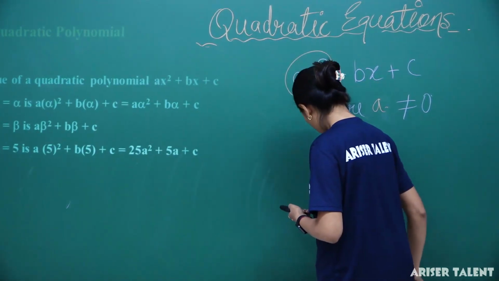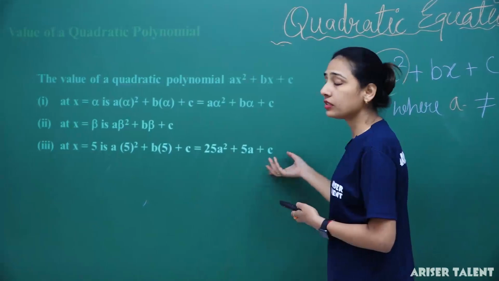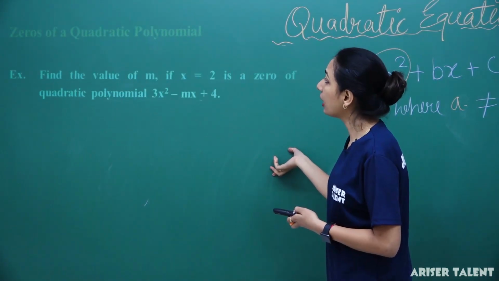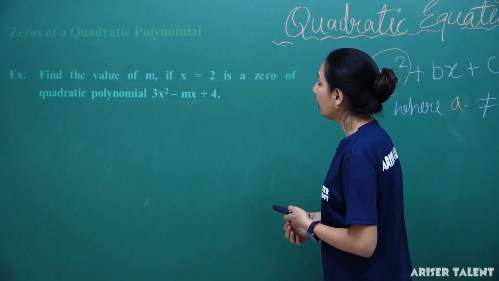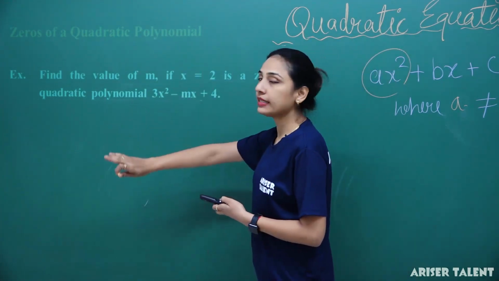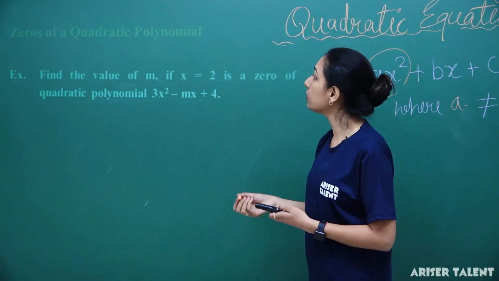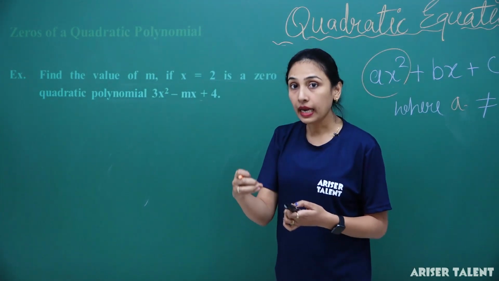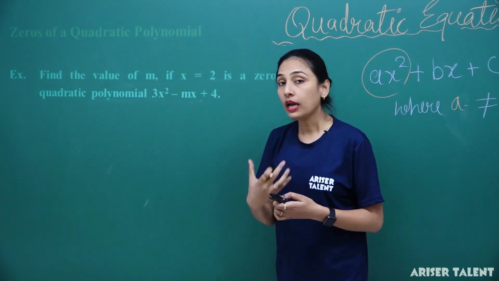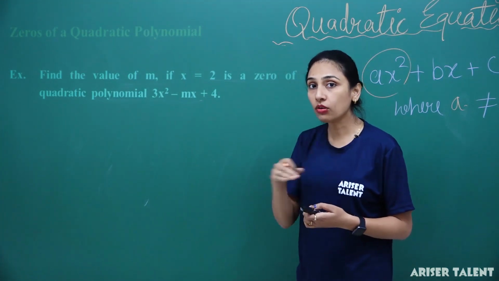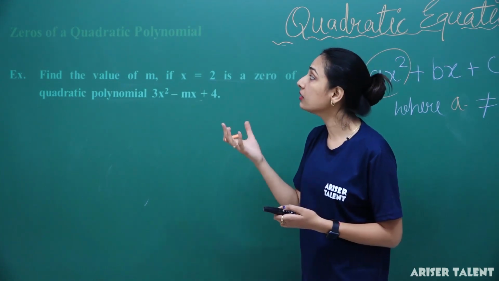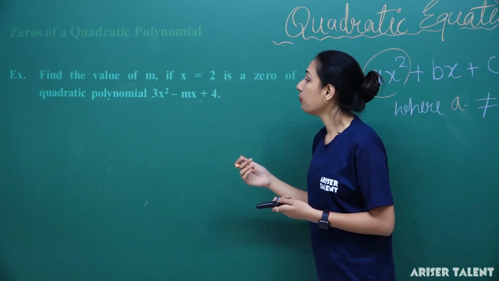We are just revising the polynomial concept here because the same concept will apply for quadratic equations also. Okay, zeros of a quadratic polynomial. What is the zero of a quadratic polynomial? The particular value at which the value of the quadratic polynomial becomes 0 is known as the zero of the quadratic polynomial.